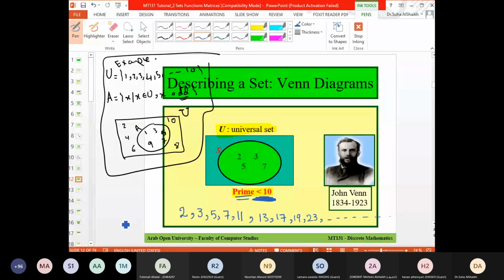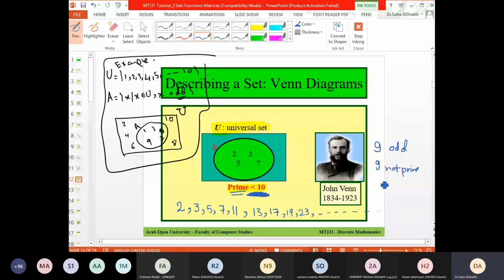Not the odd numbers, Abdullah, no, that's not correct. It's not true that all odd numbers are prime. The 9 is odd. But the 9 is not prime. The 9 is divisible by 3. So it's not a prime. Also the 21. The 21 is odd. But the 21 is not prime.